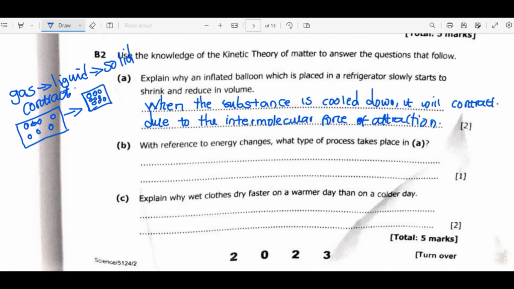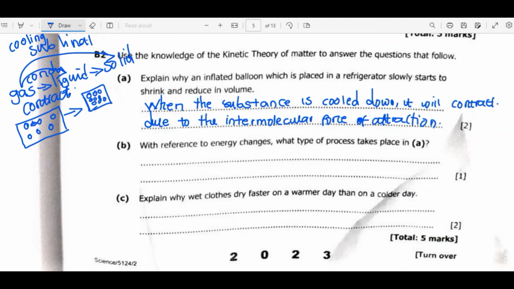With reference to energy changes, what type of process takes place in A? So let's say the process that we are looking at is from gas to liquid, or maybe from gas to solid. From gas to liquid is condensation. From gas direct into solid, we have sublimation. Now, these two processes all involve cooling. You need to cool this substance. So we are removing the heat from the particles. So what process is that?